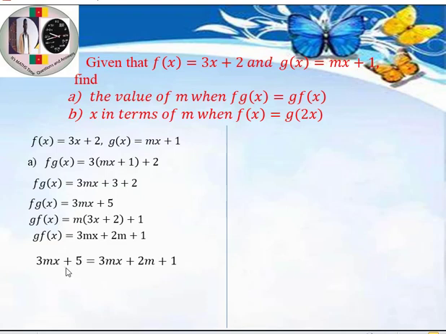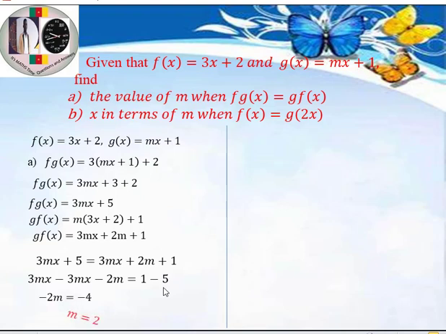So in that case, we are going to have 3mx, which is this 3mx, minus 3mx. Here 3mx was positive, it becomes negative, minus 2m, positive 2m becomes negative, equals to 1 minus 5. So 3mx minus 3mx is 0. We have minus 2m left, and 1 minus 5 is minus 4. So we have minus 2m equals to minus 4.